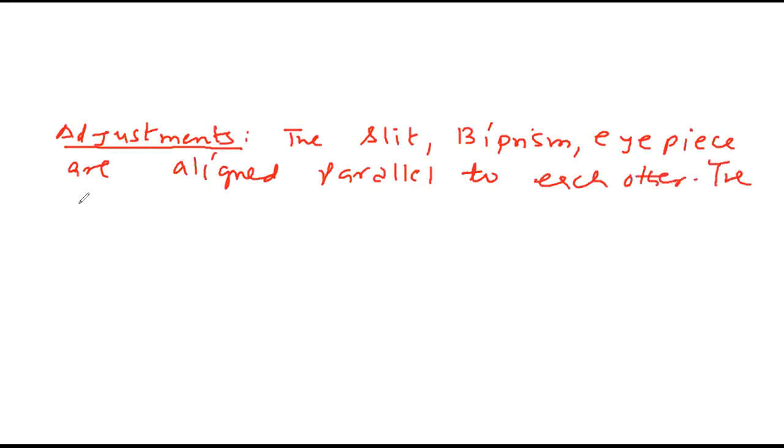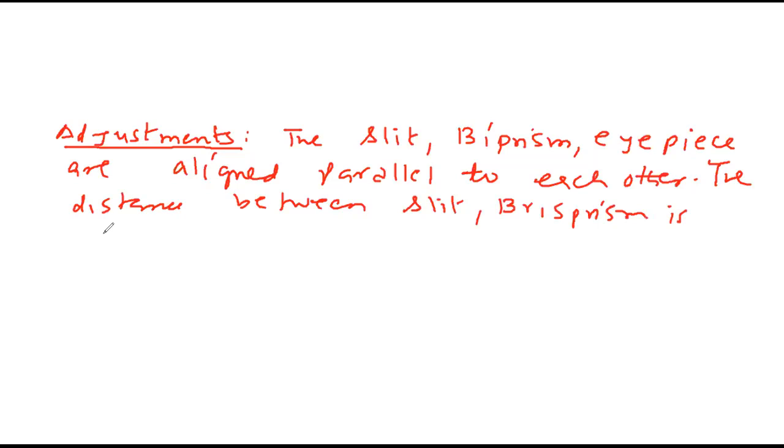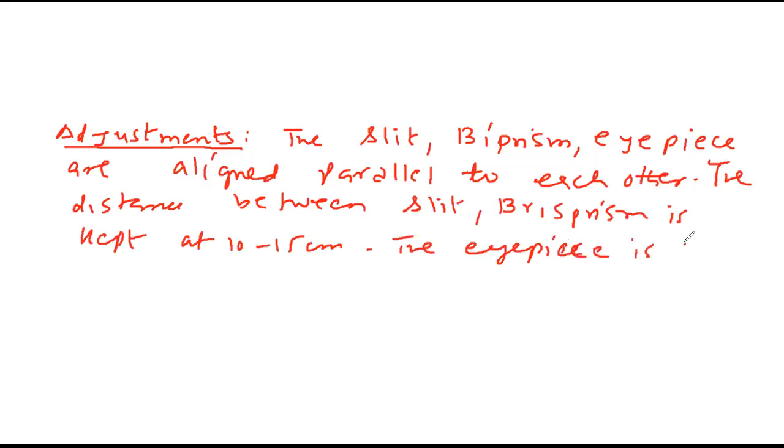The distance between slit, biprism is kept at 10 to 15 centimeter. The eyepiece is kept at nearly 100 centimeter away from slit.